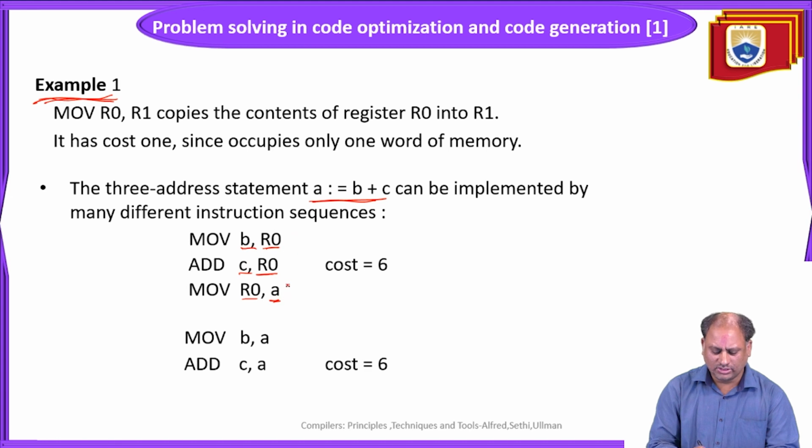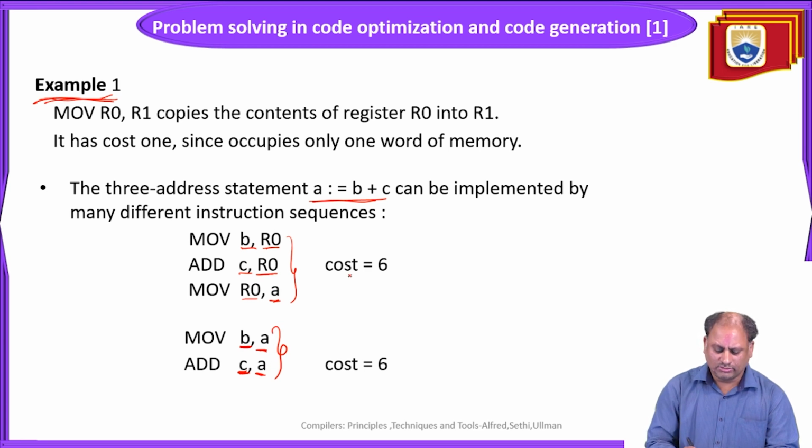This is one sequence. Directly, without using the register, we can also write this type of instruction as move B comma A. That means the contents of A are to be moved to B, and then we add B plus C. That means previously the contents are available in B. Now we are just adding C in the next instruction, that is B plus C, and the result is assigned.